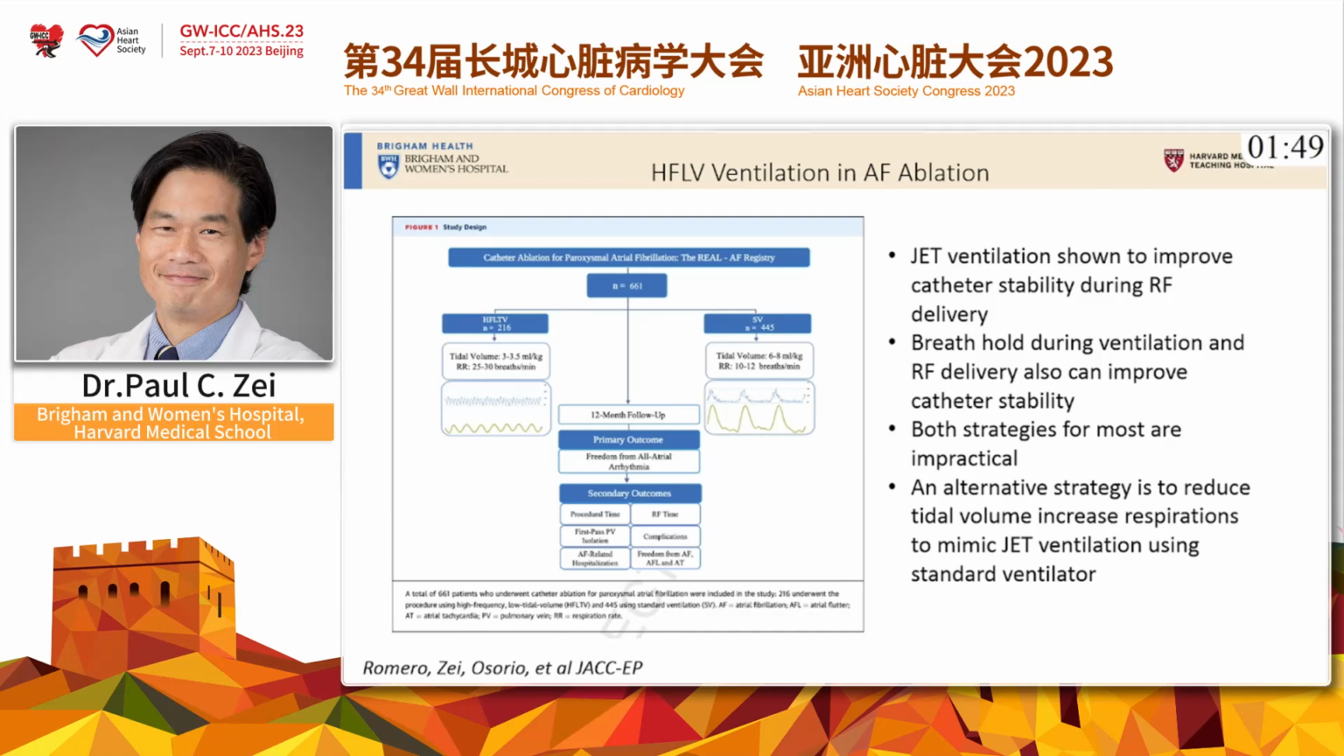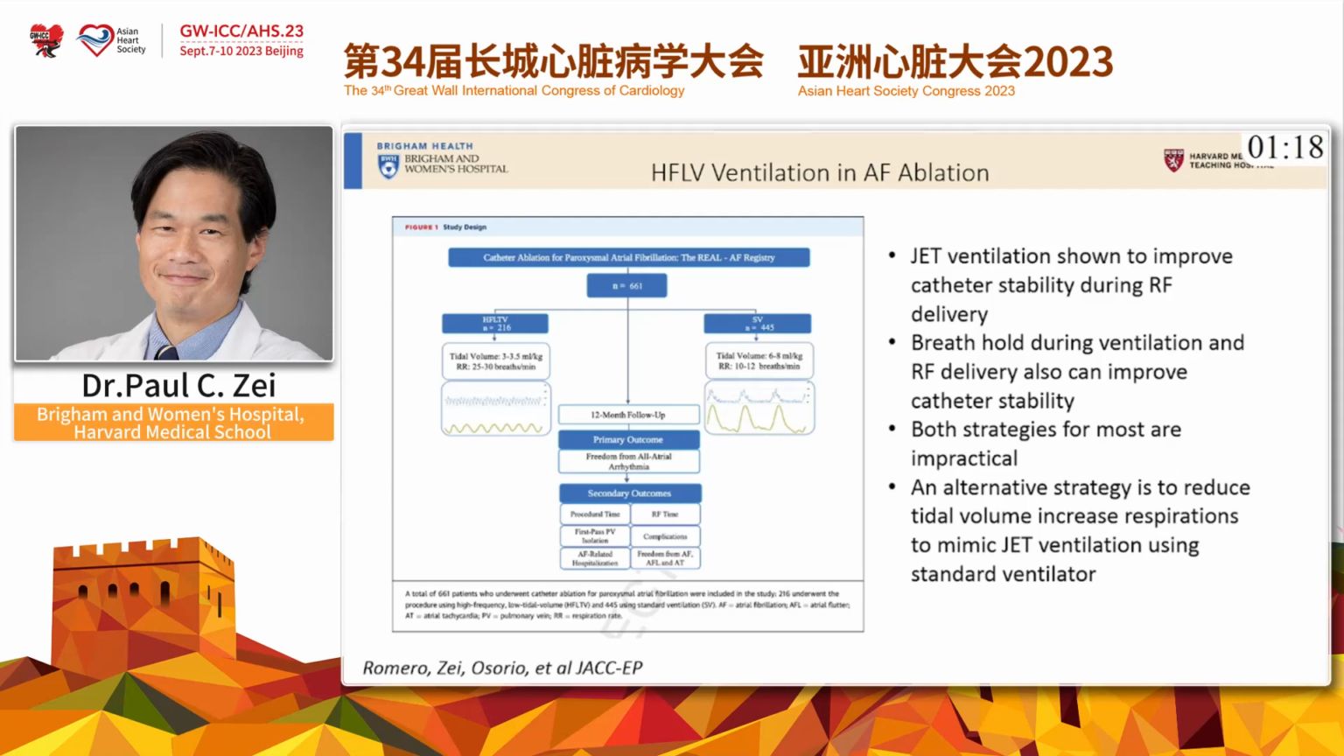Similarly, there's also data that shows that performing intermittent breath holds during ventilation, so you stop respiration for a few seconds while you're delivering RF, also increases catheter stability. And I didn't mention in this slide, but there's also literature looking at short cycle length or high rate pacing in the atrium to increase cardiac contraction frequency so that you have less time for longer filling times. All those things help to improve stability.